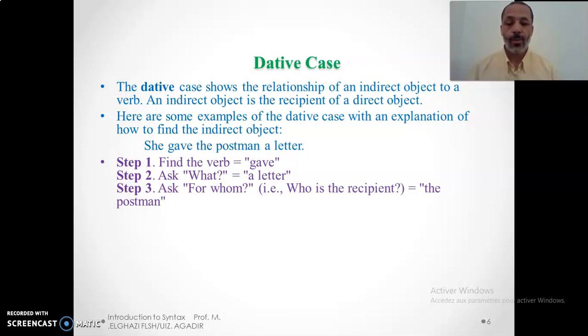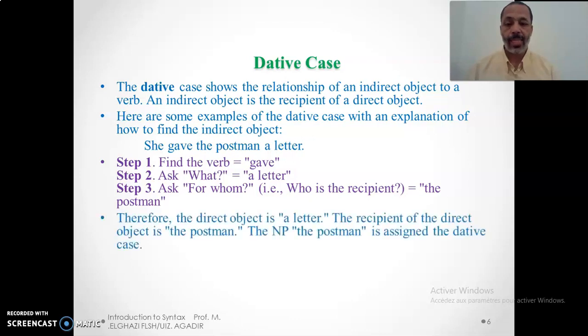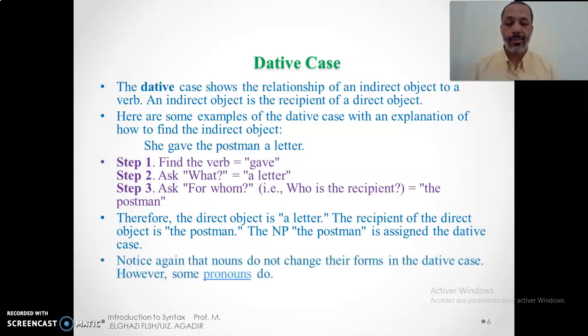To whom or for whom? Who is the recipient? It is the postman. So the postman is the indirect object. So the postman is assigned the dative case. A letter is assigned the accusative case. Therefore, the direct object is a letter. The recipient of the direct object is the postman. So the NP, the postman, is assigned the dative case, and the NP, a letter, is assigned the accusative case.